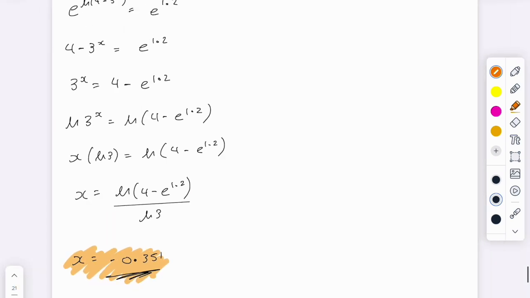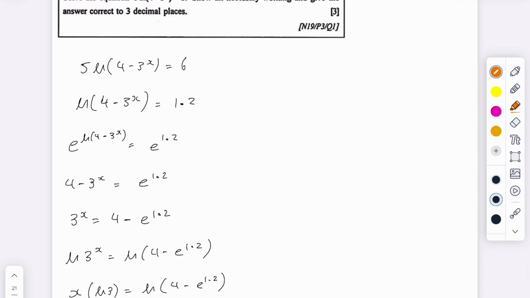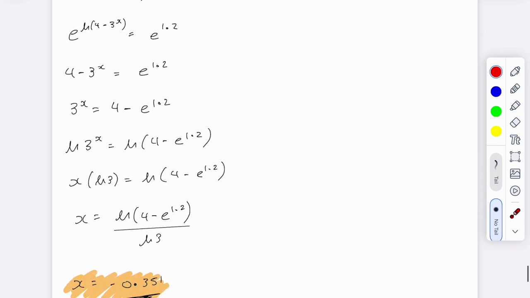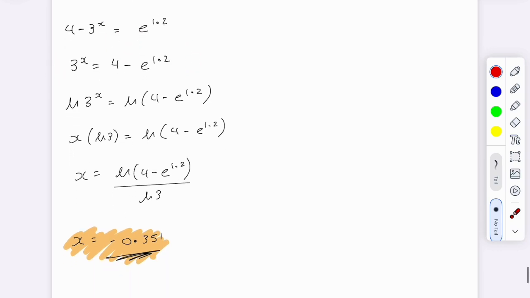Just a quick recap, pretty simple standard question. You've got this 5 ln(4 minus 3^x) equals 6. Firstly you get rid of the 5, so we just have a ln equation. You then raise it to the power of e, and then from there we can solve for 4 minus 3 to the power of x. And we then take the ln of both sides, which gives us this.